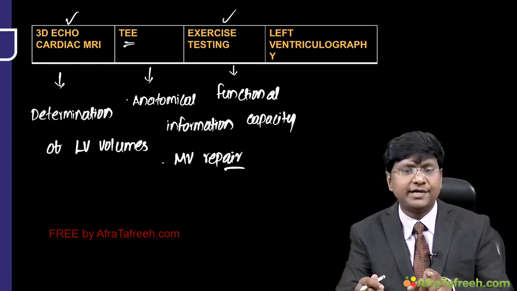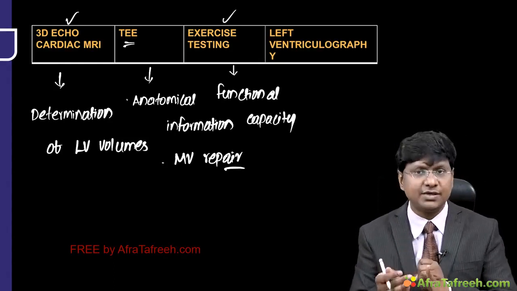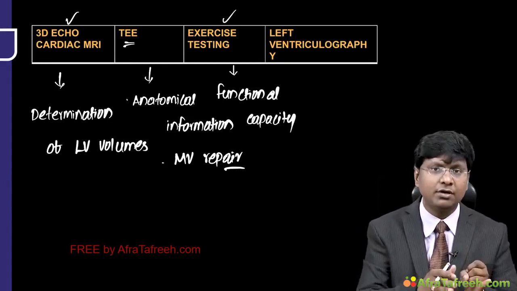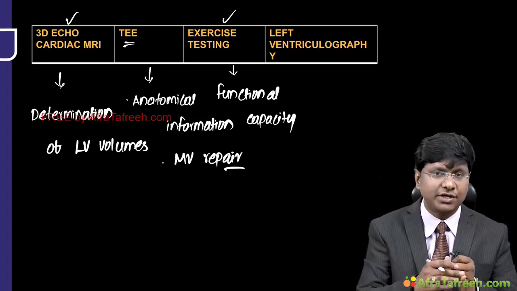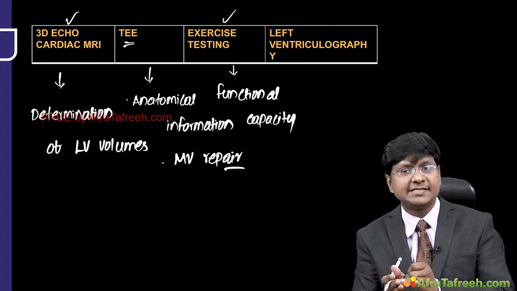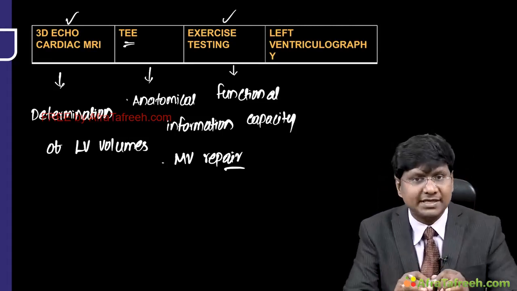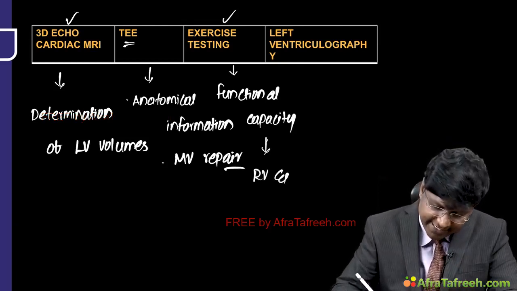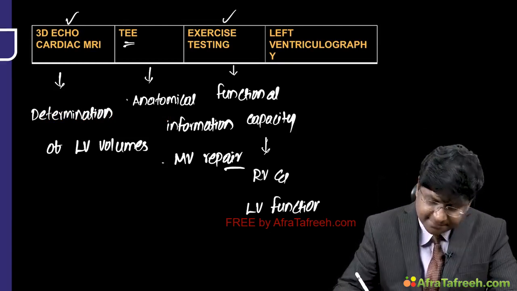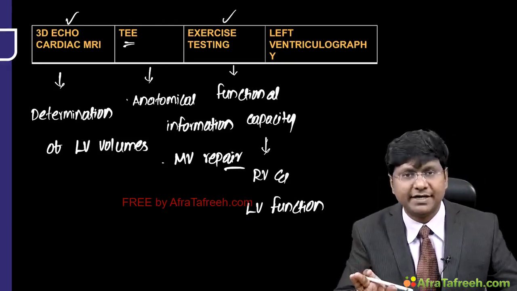So what you have to do is, it is often combined with the resting transthoracic echocardiography. That is before the stress, like before doing the exercise, you need to do a 2D echo. And immediately after the exercise, you need to do a transthoracic echocardiography. Then you should assess the RV as well as the LV function. So this is being done whenever there is uncertainty about the functional capacity of the individual.